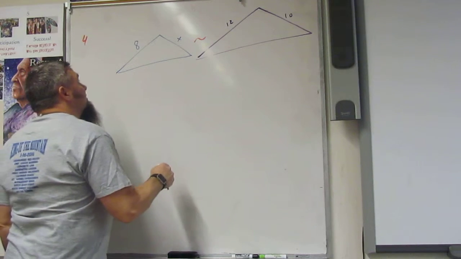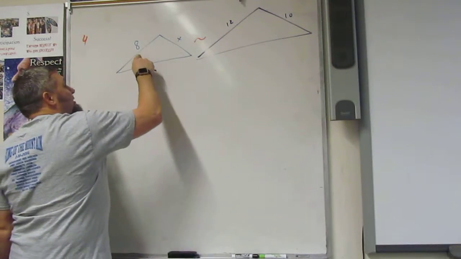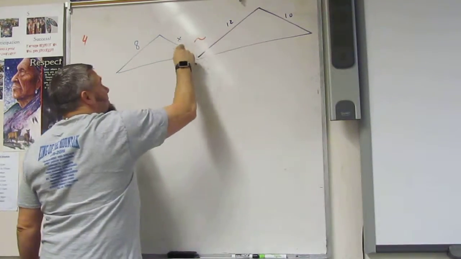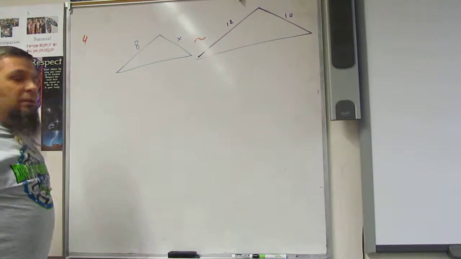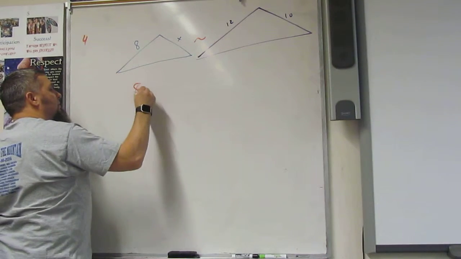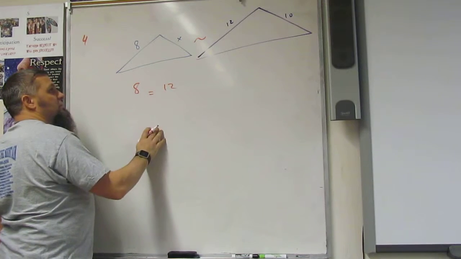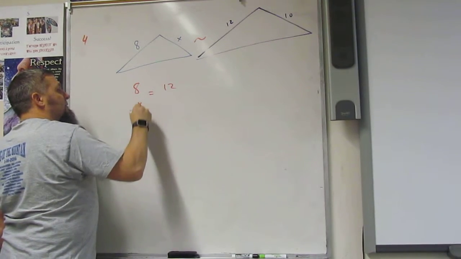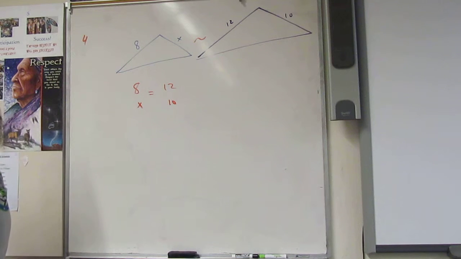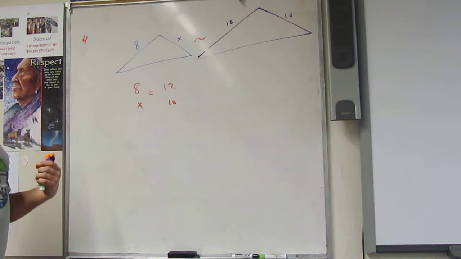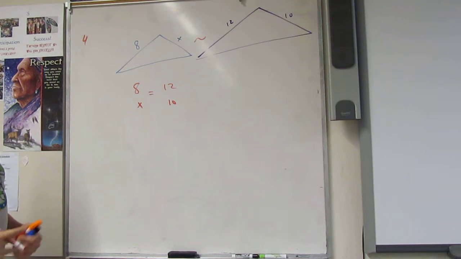So that means, right, that this is to this as this is to that, right? Okay? So let's see what that looks like. 8 is to 12 as x is to 10. Okay? That's one way I love to think about it. This is to that, this is to that. It's a great way.